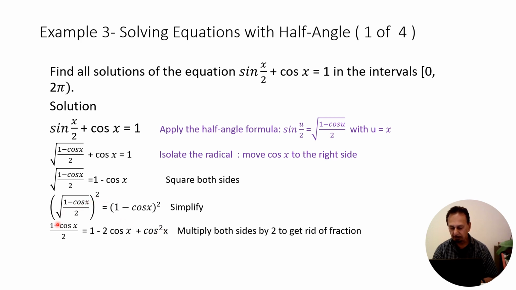When you square the radical, the radical disappears, and we get (1 minus cosine x) over 2. But when you square 1 minus cosine x, you get 3 terms. 1 squared is 1, minus cosine squared is cosine squared, and the middle term is 2 times 1 times cosine x. So now we have a fraction on the left side. So we multiply both sides by 2 to get rid of the fraction.